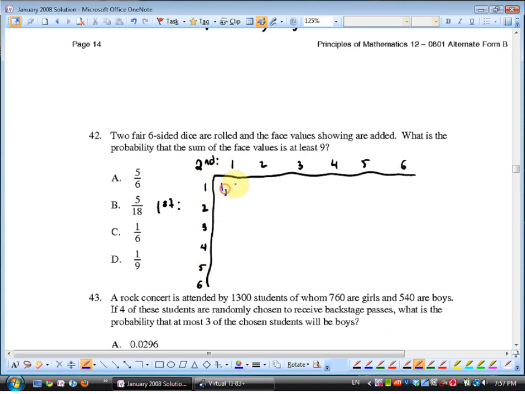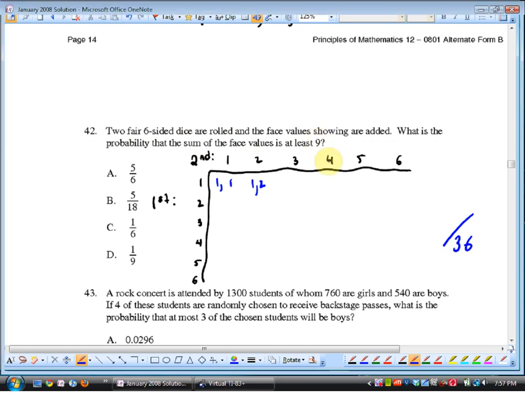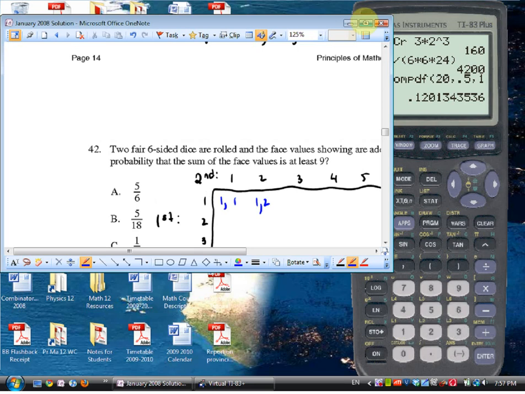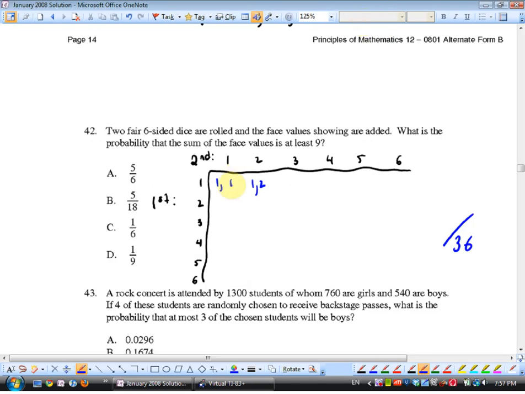So we can get 1, 1, 1, 2. You know what? I'm going to save myself a bit of time because this is a test and I'm trying to go as fast as I can. I can tell you there's going to be 36 outcomes. I want the sum of the face values to be at least 9.